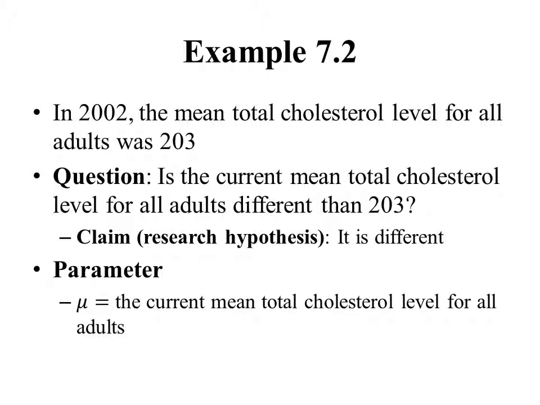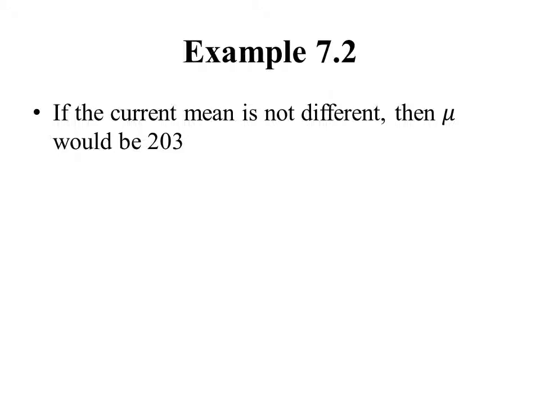Okay. So the parameter, what it is we're making a claim about, is mu, the current mean total cholesterol level for all adults. Again, we see this word all here because we're making a claim about the large population of all adults, not just the few in a sample. Okay. So now we need to set up our hypotheses. Well, let's make an observation. Remember, the null hypothesis is the statement of no change or no difference. So if the current mean is not different than it was in 2002, then mu would be 203, the amount that it was in 2002.